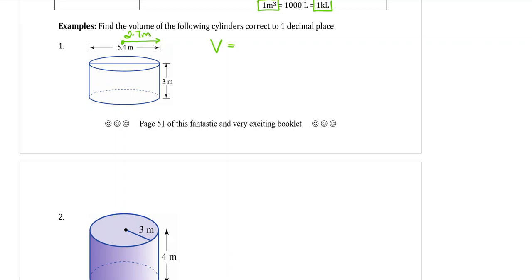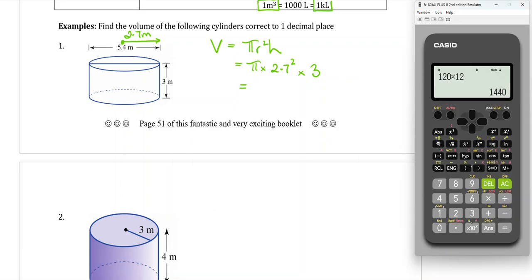Good. So our formula for the volume of a cylinder is pi r squared h. So we sub in, we have pi times the radius, which is 2.7 squared, times the height, which is 3. The height of that cylinder. Okay, and type it in. Pi times 2.7 squared times 3. And we want one decimal place.